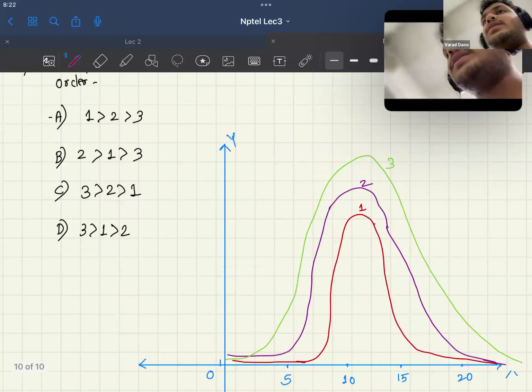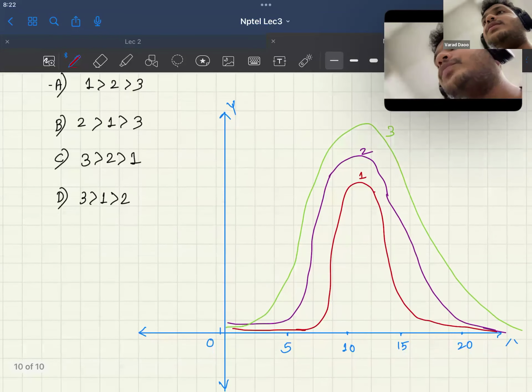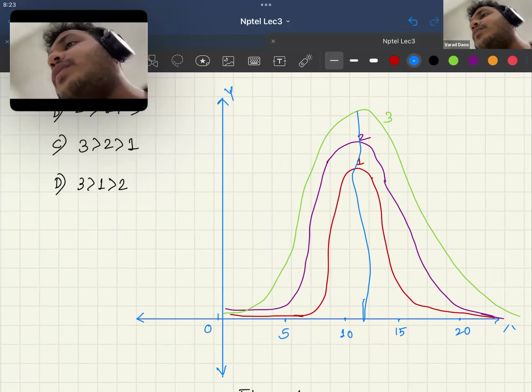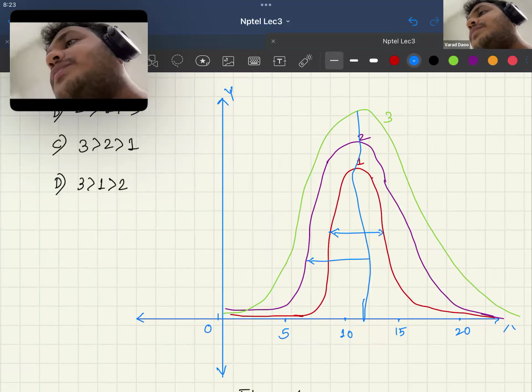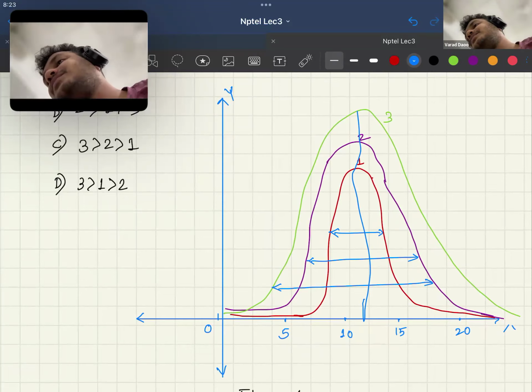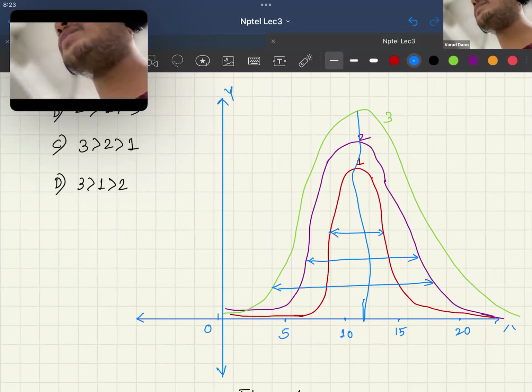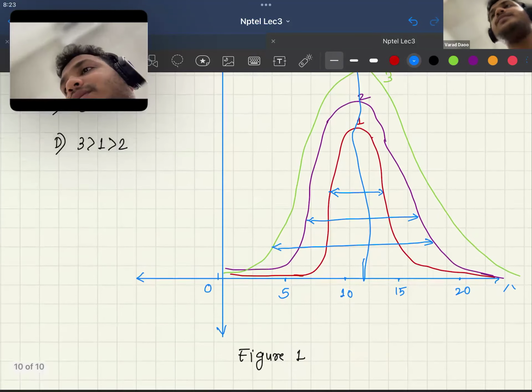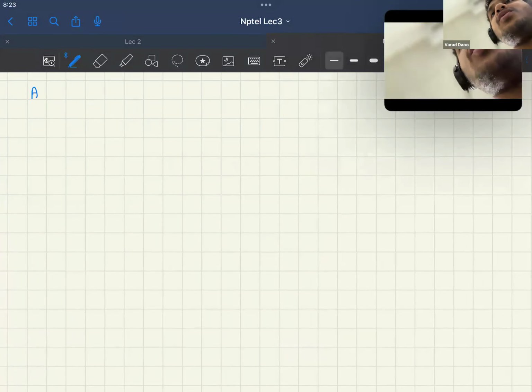Now here, if you see, actually you don't even need to know the functional form of this. Why is that? I will tell you. Now you see that all of these curves peak at a particular value, whereas the width of the curve changes. And what is this width of the curve? This is nothing but the standard deviation. Let us write down.